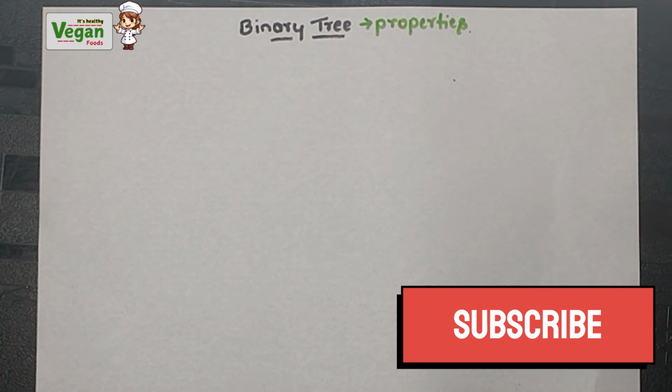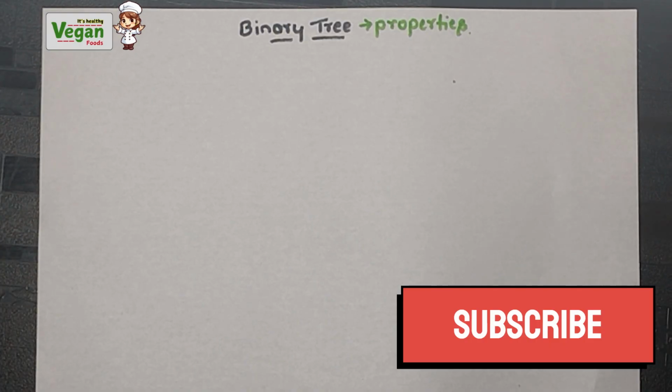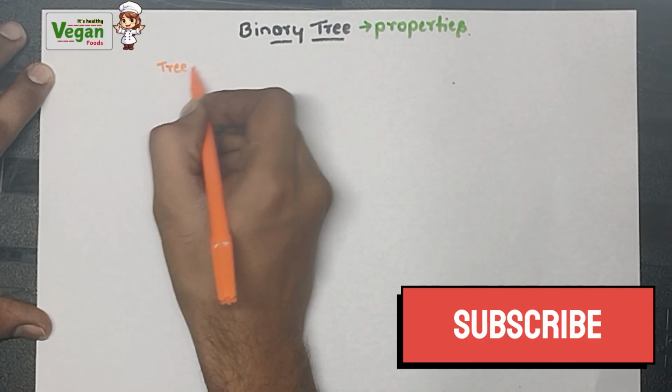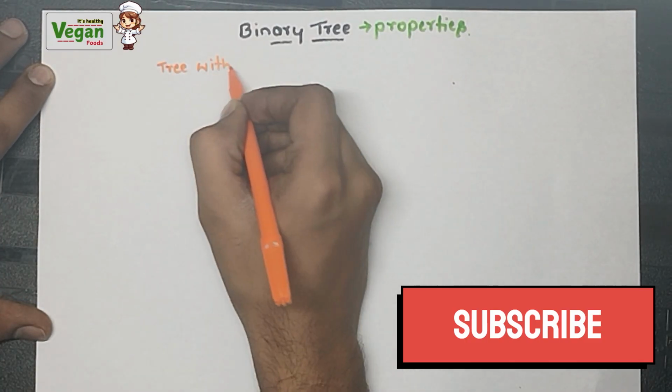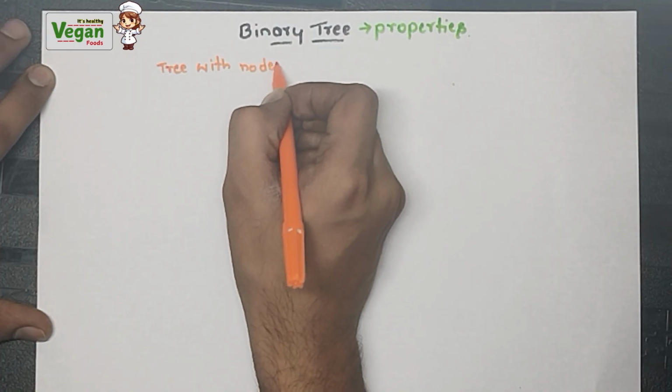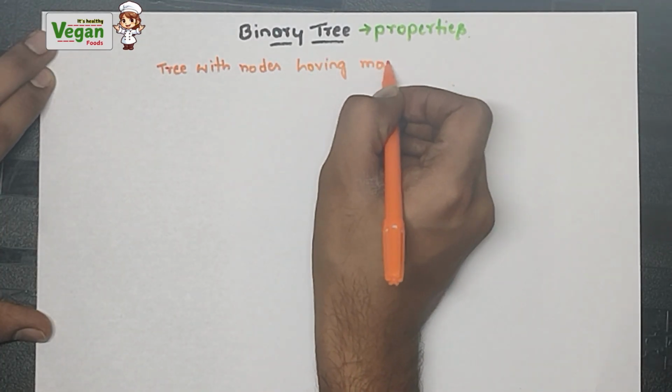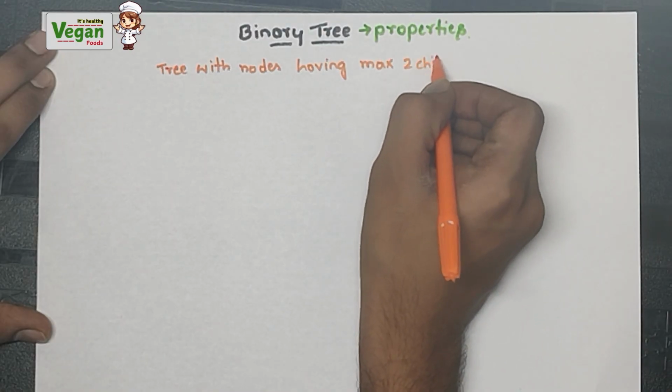Hello everyone, in this video let's discuss the binary tree and its properties. So if we look at the binary tree, it is a tree with nodes having a maximum of two children.